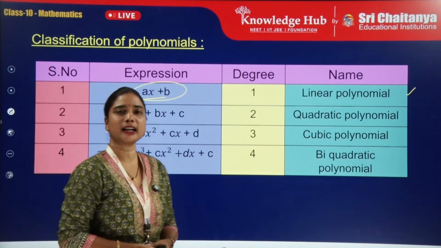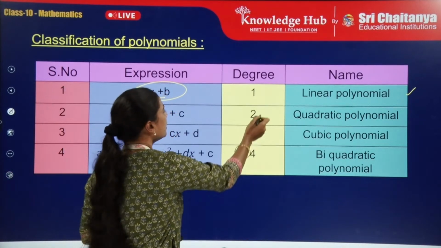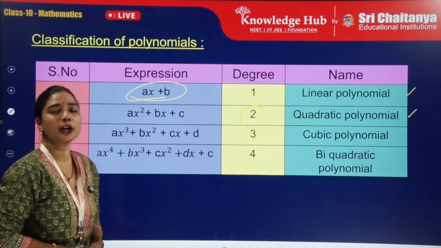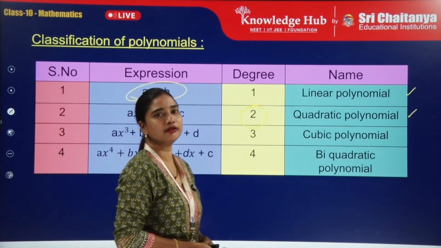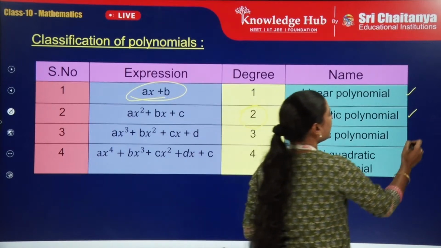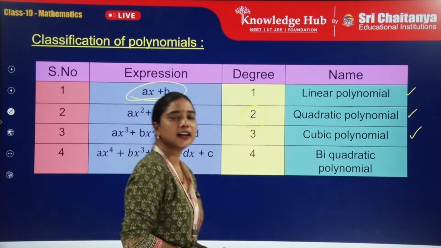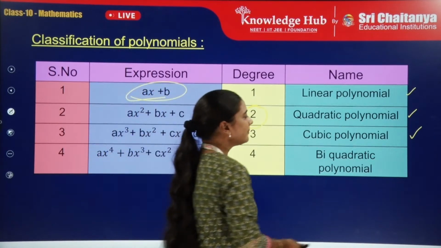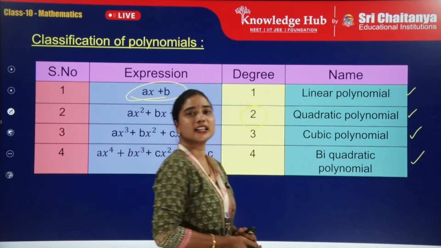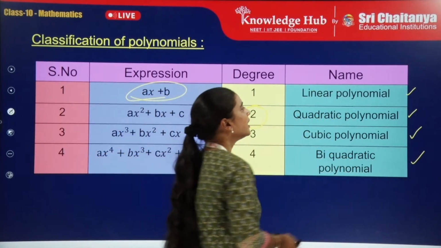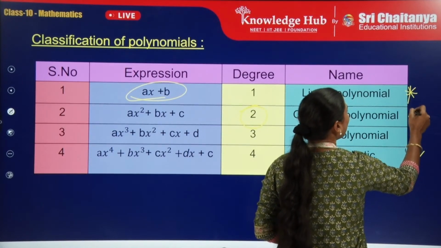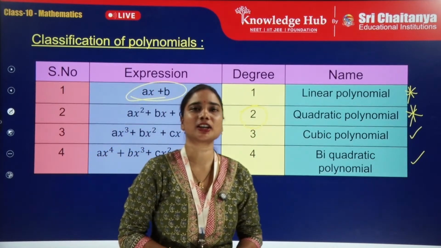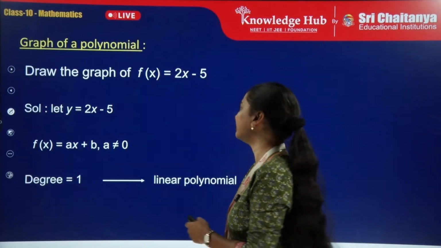If a polynomial contains highest degree 2, we will call it a quadratic polynomial. If a polynomial contains the highest degree of the variable 3, we will call it a cubic polynomial. And if the polynomial contains highest power 4, we will call it a biquadratic polynomial. In today's class, we are going to discuss the graph of a linear polynomial and the graph of a quadratic polynomial. So without delay, let's start our session with the linear polynomial graph.